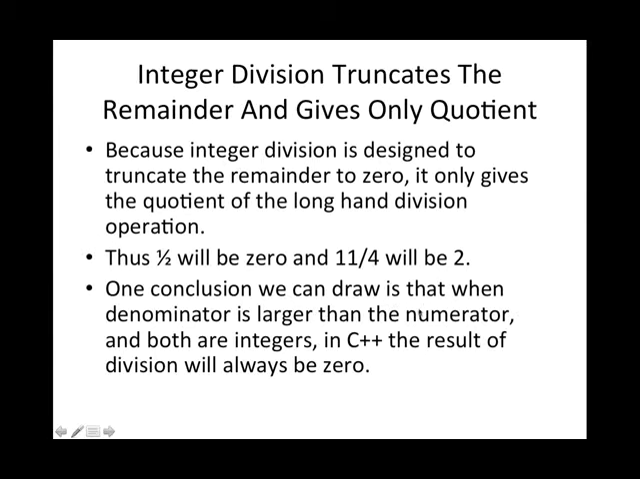One conclusion we can draw is that when the denominator is larger than the numerator, and both are integers, in C++ the result of division will always be 0. If the one at the bottom is always larger than the one at the top, then C++ will give you a division equal to 0.